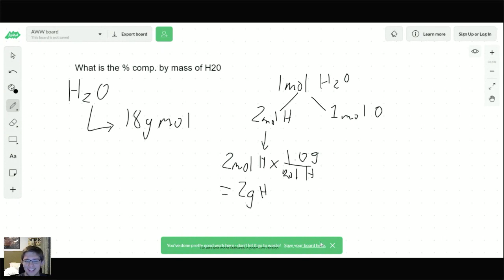Okay. Actually, let's do it. So we have 1 mole of oxygen, and from there, we're going to multiply that again by its molar mass. So as we said before, that's 16 grams per mole of oxygen, and that's going to give us, just multiplying by 1, 16 grams. So that's the bulk of our work.